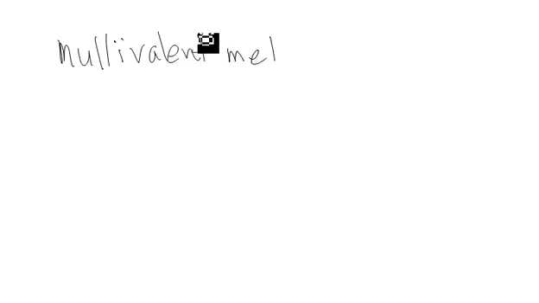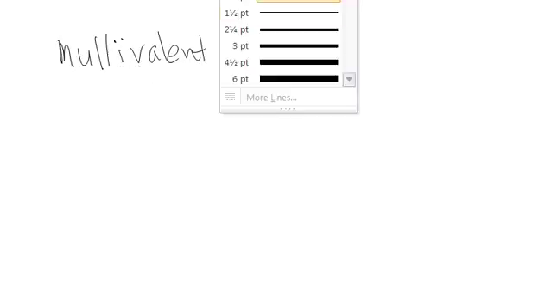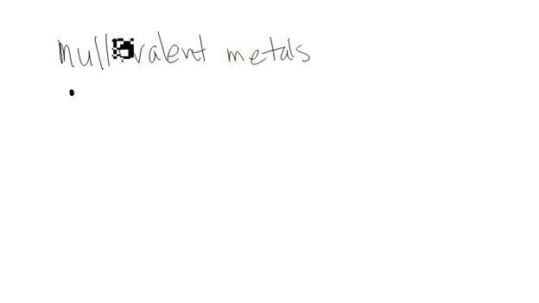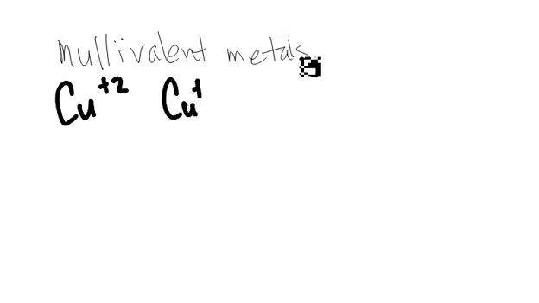Multivalent metals. So some examples of multivalent metals would be copper. It can have a charge of +2. It may have a charge of +3. And because there's more than one possible charge, when we're naming these kinds of compounds that have these multivalent metals in them, we need to make sure that we're indicating which charge we're using, and we do that by using Roman numerals.